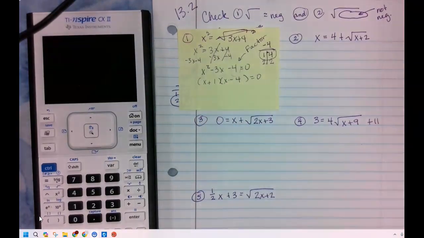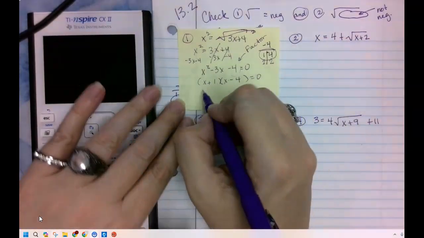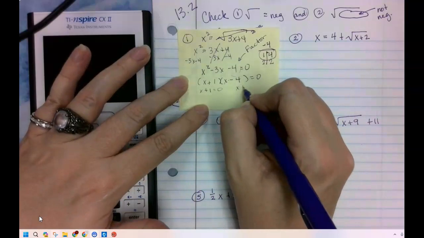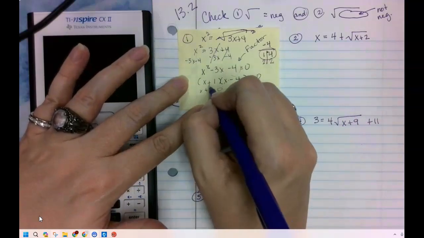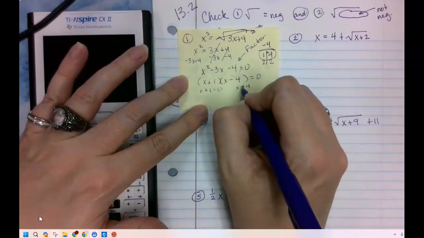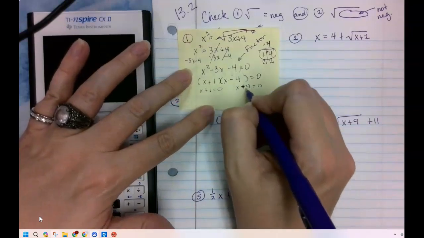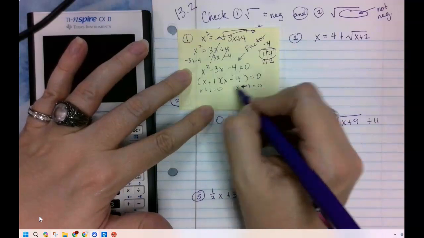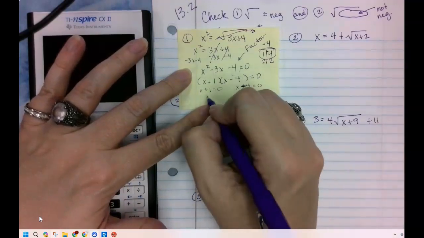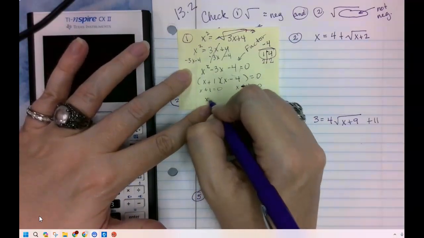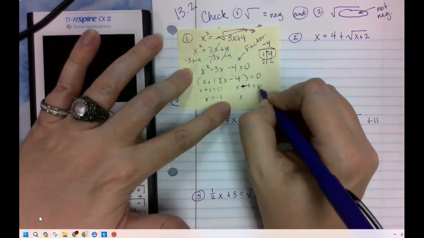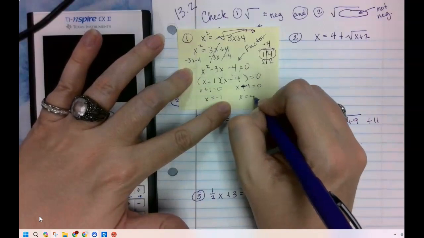Then to solve this, I set each one of these equal to 0. So I have x plus 1 equals 0, and x minus 4 equals 0. This is a minus. So I took this one, set it equal to 0, that one set it equal to 0. Then I solve this by going minus 1, so x equals negative 1, and here I do plus 4 and plus 4, so I get x equals 4.